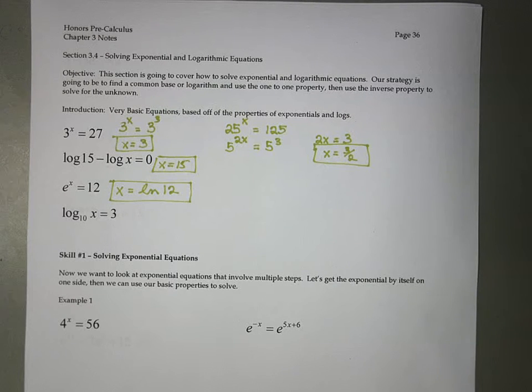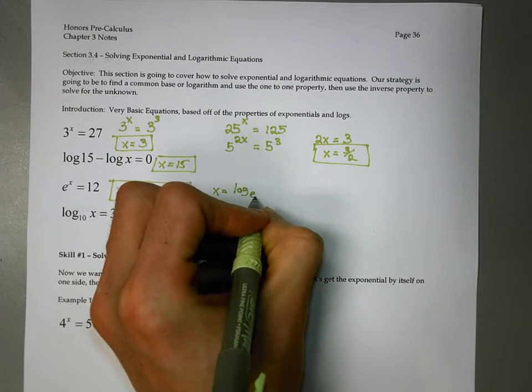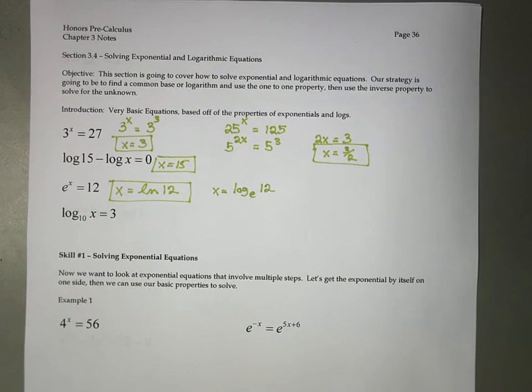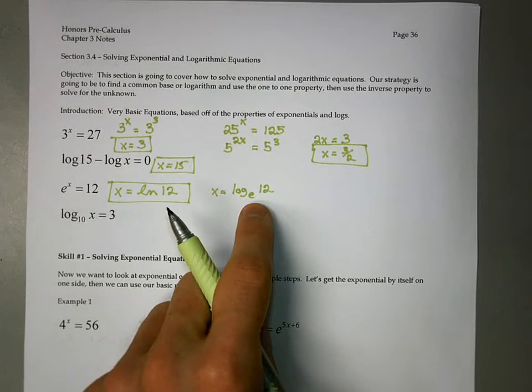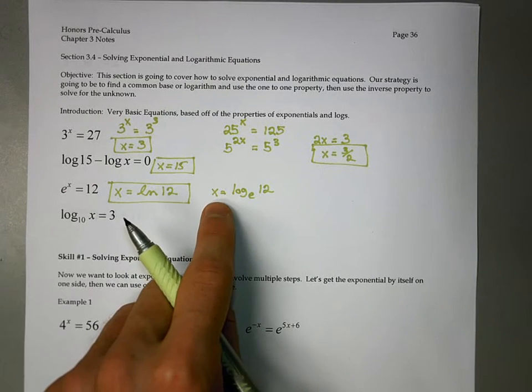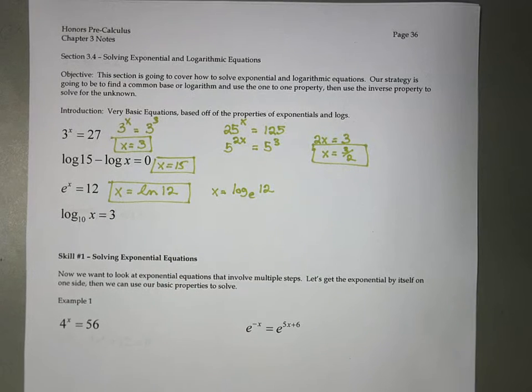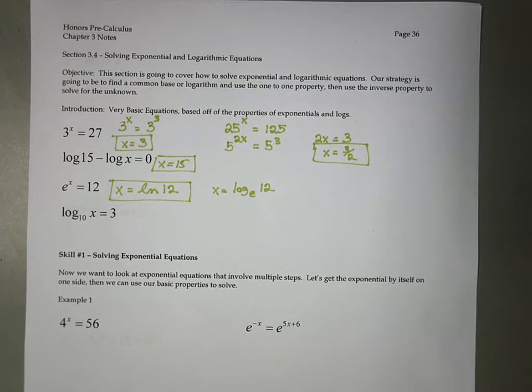For those of you who don't see that really clearly, what I did was I said x is equal to log base e of 12. The base of my exponential expression is the same as the base of my log. The answer to my exponential equation is the answer to the log. And then the 12 is the last piece over there. And we know log base e is the same thing as ln.